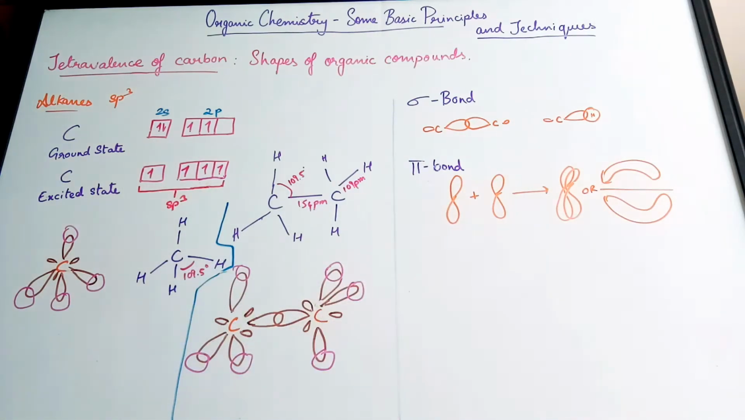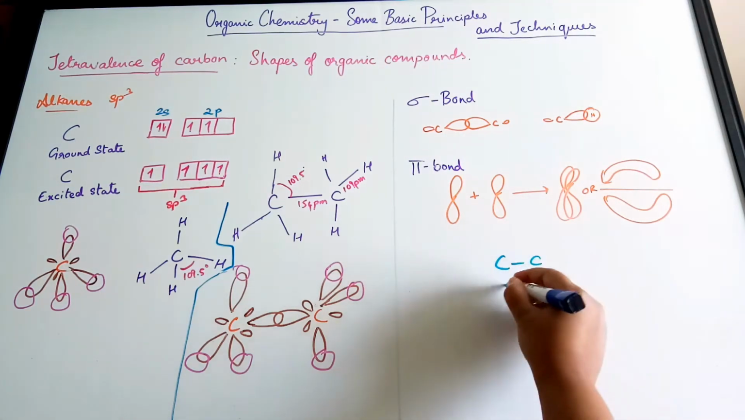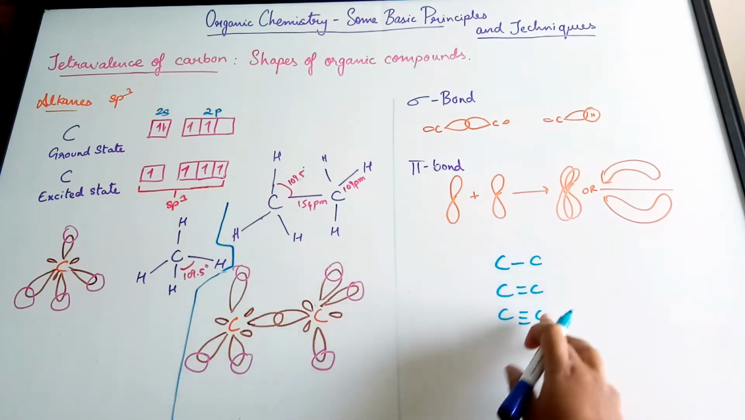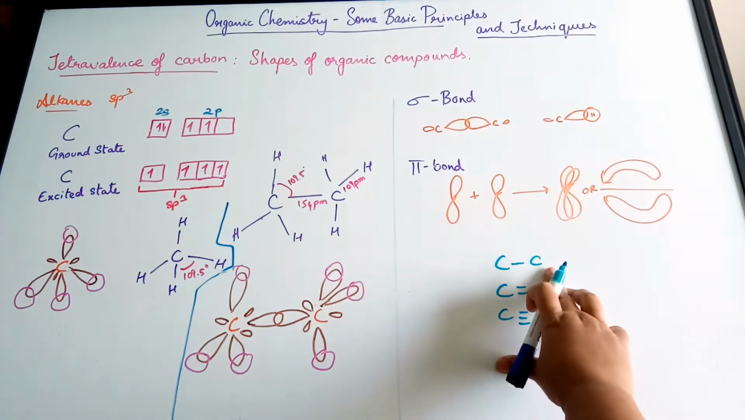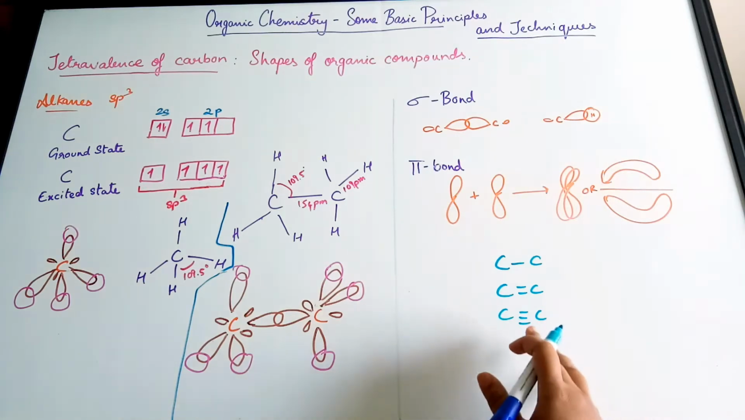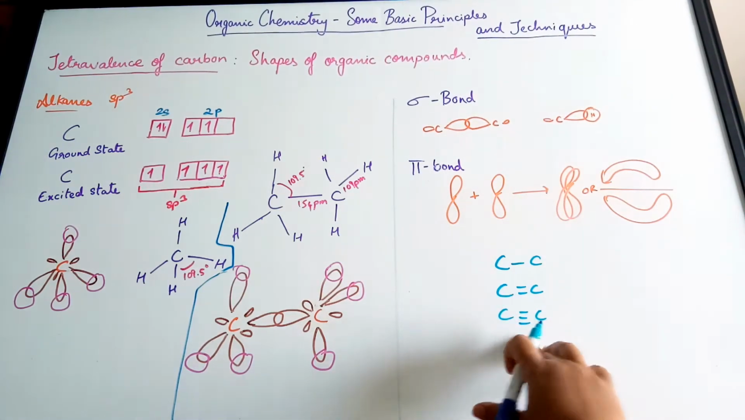So let's start with the organic compounds. Generally we'll be talking about single bonds, double bonds and triple bonds. Alkanes, alkenes and alkynes. In case of alkanes, the carbon atoms will only have single bonds. In case of alkenes, there will be a double bond involved. In alkynes, there will be a triple bond.